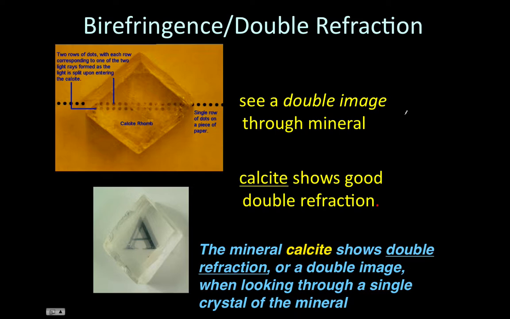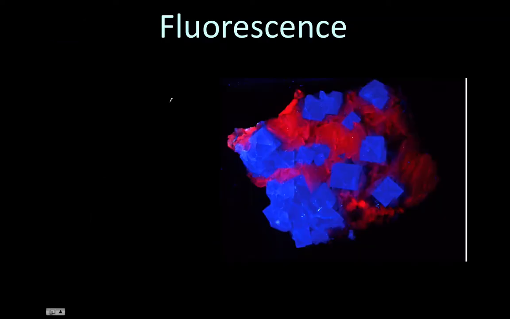There's a property called birefringence. This is really cool. When light goes through the mineral, it's split, so you see a double image. And so calcite would actually show this. If you look at this image up here, there's a sequence of dots on the piece of paper, but when you look through the mineral, you see two rows of the dots. That's the birefringence, or double refraction, that the mineral is doing.